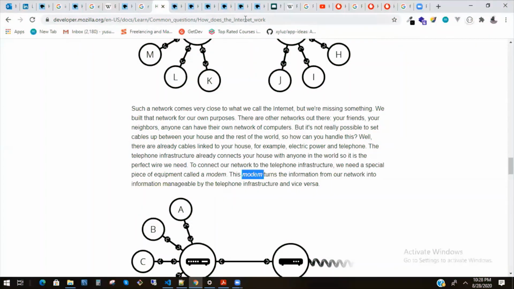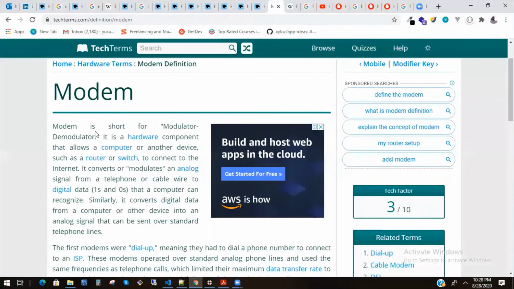Here is an example of a modem. Modem is short for modulator, the component that allows a computer or another device.